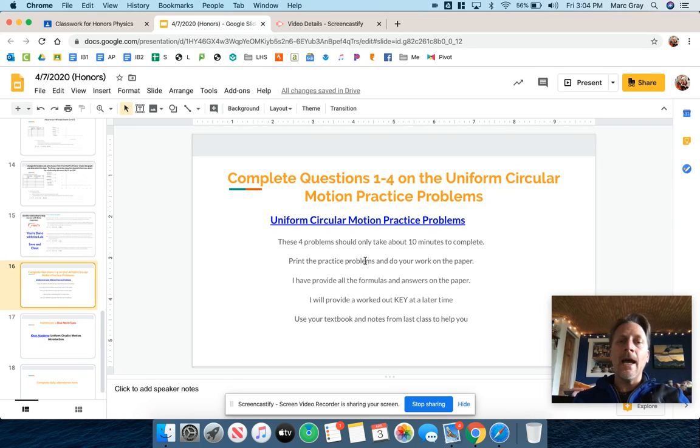Do notice that I have a key on the circular motion practice problems, and I will put up a worked out key at some point in the future. So keep that in mind too.